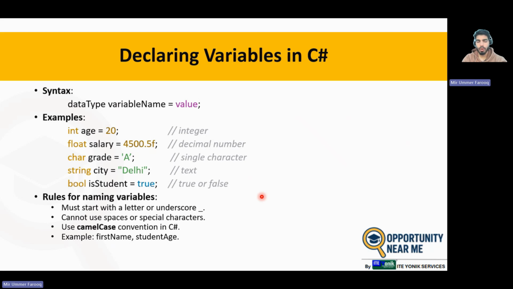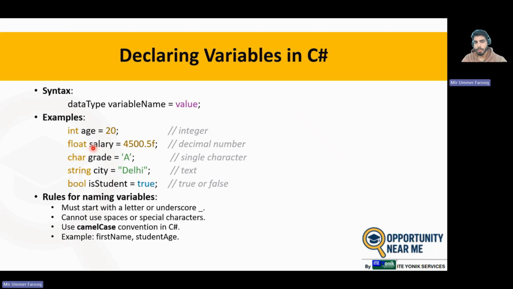And then I told you that when you are creating variables, you need to follow some rules. The first thing is that your variable name should start with a letter, or it should start with an underscore. This means it cannot start with any special character, and it cannot start with a number.